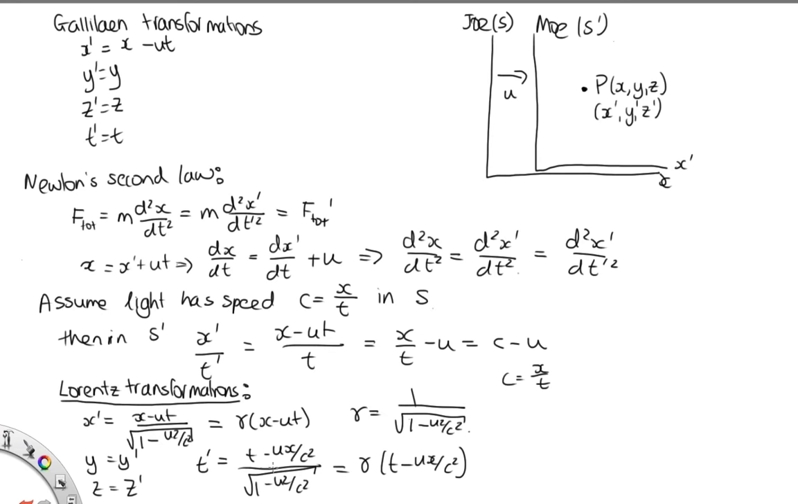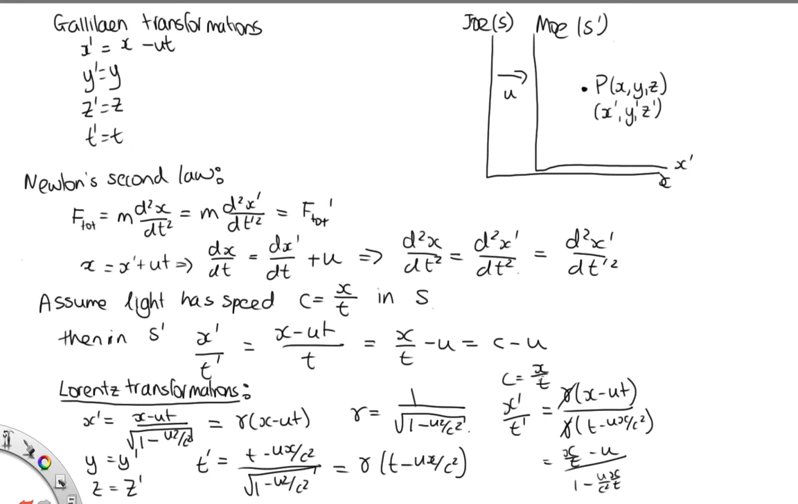frame, then using these transformations, the speed of light in Mo's reference frame is x dash over t dash, which is equal to gamma (x minus ut) over gamma (t minus ux on c squared). These gammas will cancel out. Let's divide both the top and the bottom by t. So we've got (x over t minus u) over (1 minus u x on t over c squared).